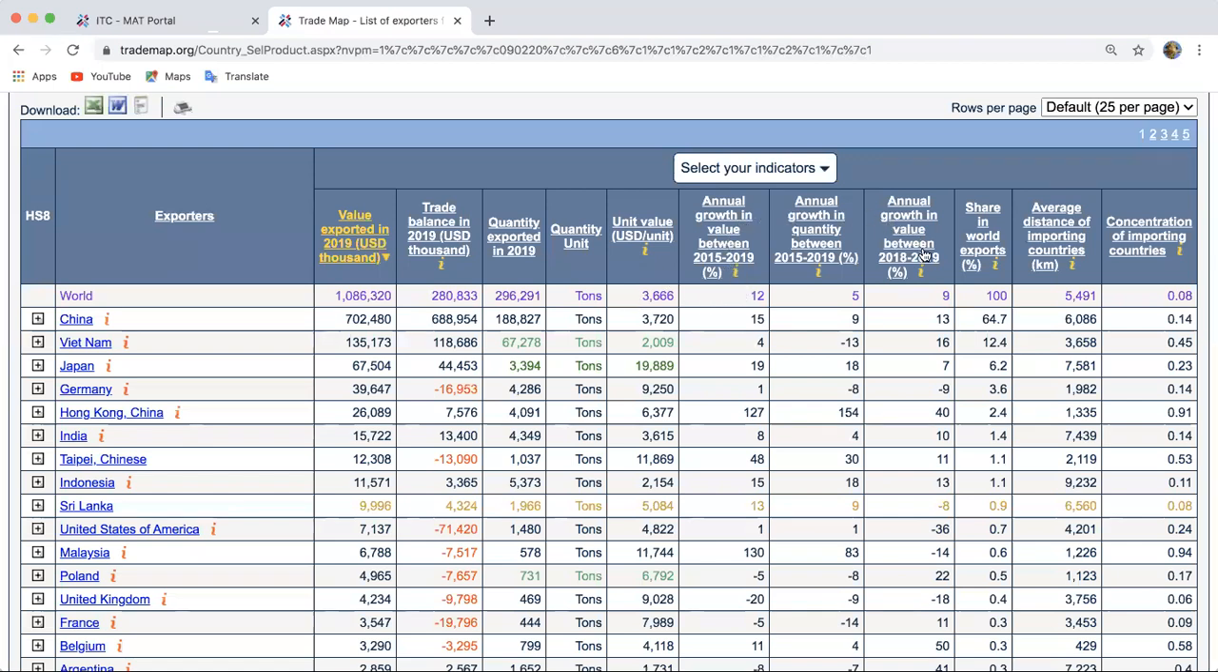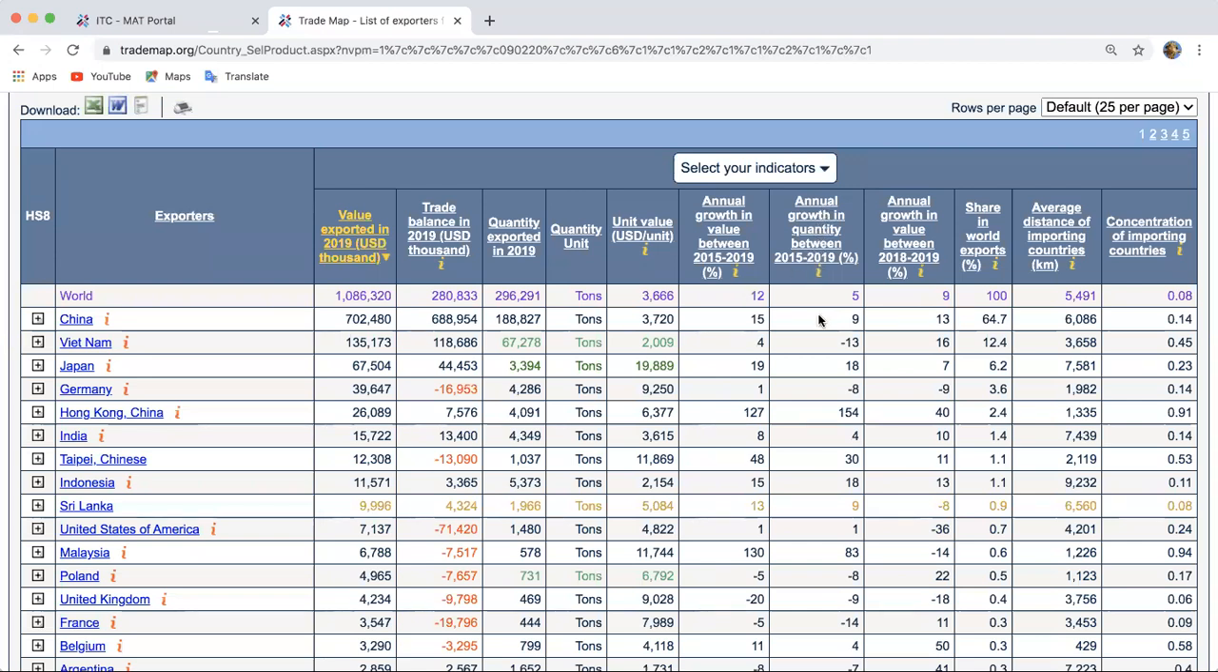The next three columns are actually about growth and how these exporters are performing in the past few years. So the first of these three columns is the annual growth in value between 2015 and 2019. So it's the growth over 5 years. So it's interesting to see, without taking too many changes and short-term shocks into account, what happened over these 5 years. So you can see that in the world, green tea has been growing very steadily, very fast, actually, at 12% per year on average. So this is very high.